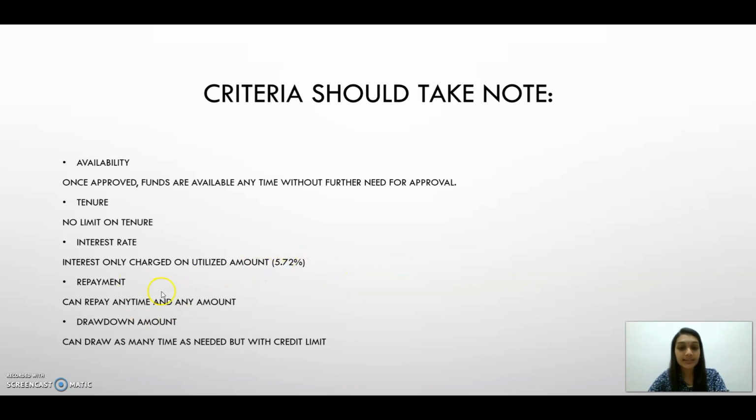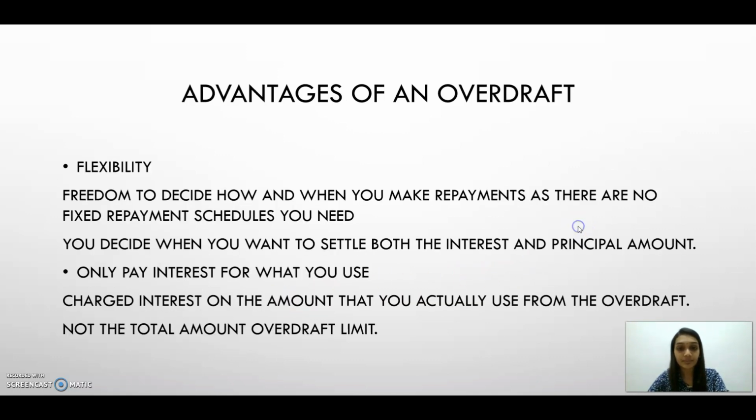And then the third is interest rate. Rates are higher than mortgage loans, but interest is only charged on the utilized amount. Next is repayment. You can repay anytime and any amount, but charges will apply to the outstanding balance. Last is drawdown amount. You can draw down multiple times as needed, any amount within the credit limit.